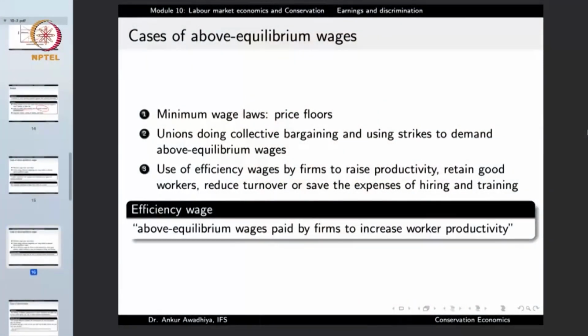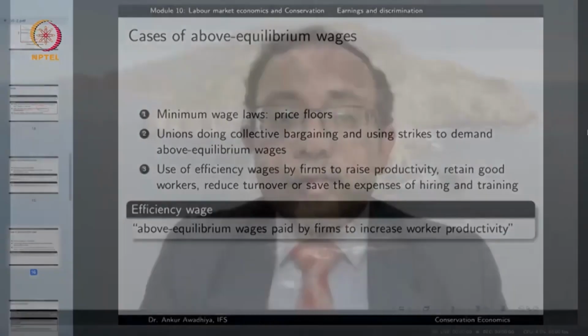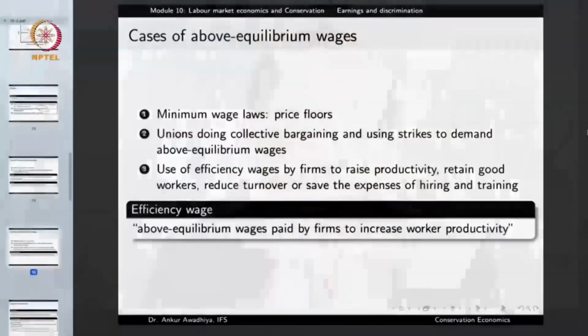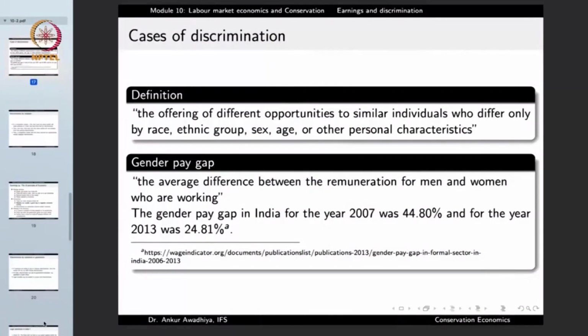So these are known as efficiency wages, above equilibrium wages that are paid by firms to increase worker productivity or to retain good workers, to reduce turnover, or to save the expenses of hiring and training. Now, in this case, because the firms are taking this decision out of their own free will, there will hardly be negative consequences. We also saw that another way in which the results of the neoclassical theory get modulated is discrimination.